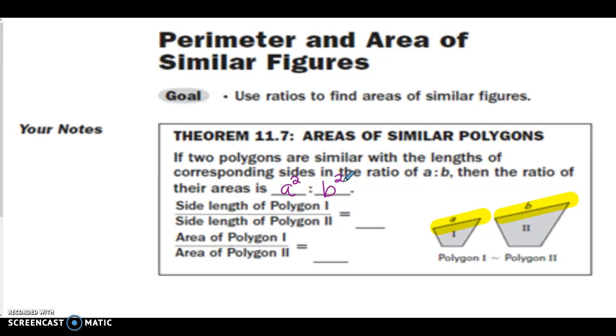Okay? Just remember we can write our ratios as fractions too. So we have a side length of polygon 1 is A, and it's proportional to the side length of polygon 2, which is B. Then our areas are proportional to A squared over B squared.